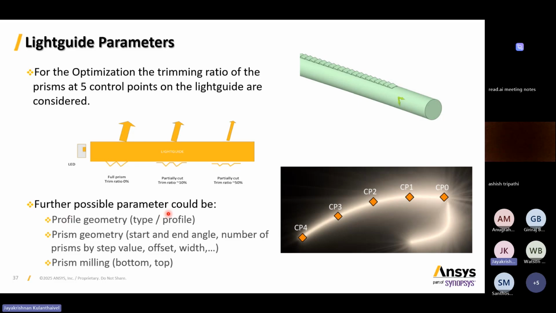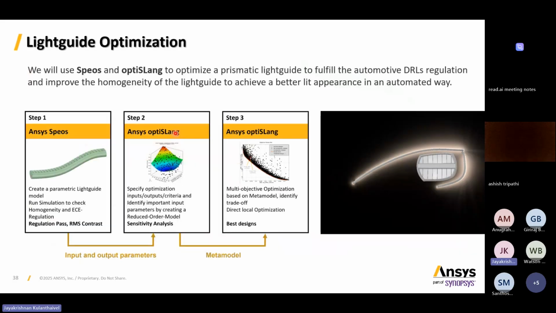And further, not only these parameters, you can also take multiple parameters like profile geometry. So what kind of type? Here it is circular. You can take a rectangular or a different type of profile as well. And prism geometry, like where it is actually starting. It is starting from here, but the light gate starts from here. So you can change these distances, and what is the angle it is starting the prism and how it is ending angle. All these things you can change, and prism milling bottom and top. So these are other possible parameters that could be the optimization parameter as well. But here we are going to take the trimming of the control points.